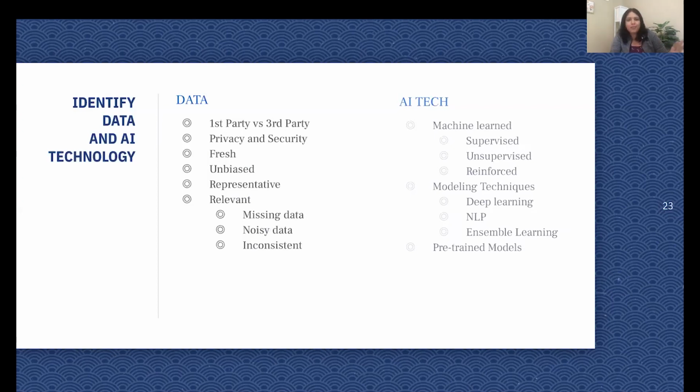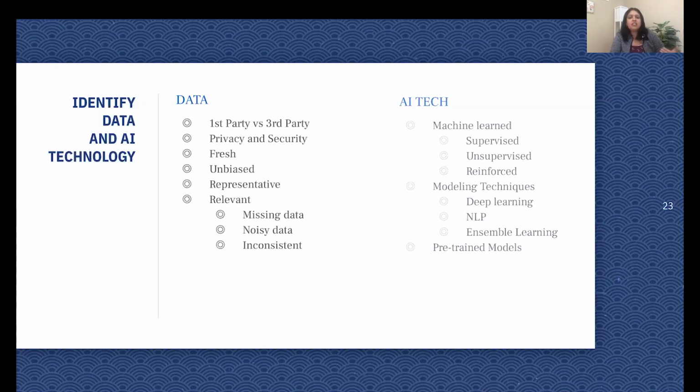The next very, very important part, identify data and AI technology. So here we have first-party data and we have third-party data, and there are implications of using both of them. So as a product manager, one of your very important things is to identify what data the models are going to be trained on. Are those first-party? Are those third-party? Are there privacy and security concerns around using those data? In a future slide, I do cover the concepts of ethical AI, which I think is super important as we think about building AI models.